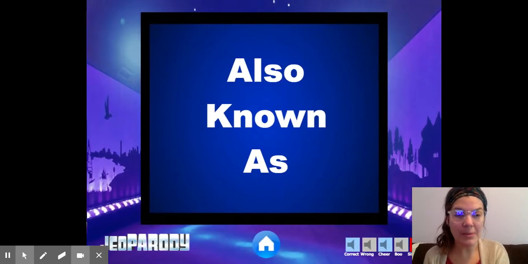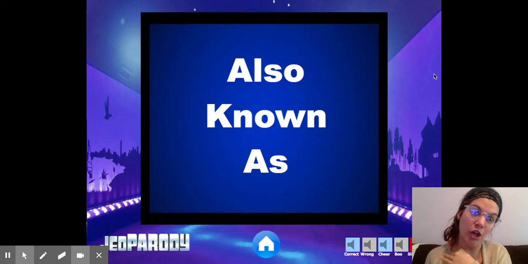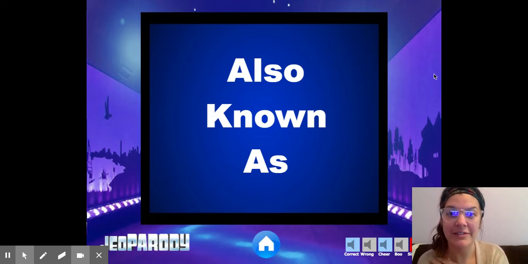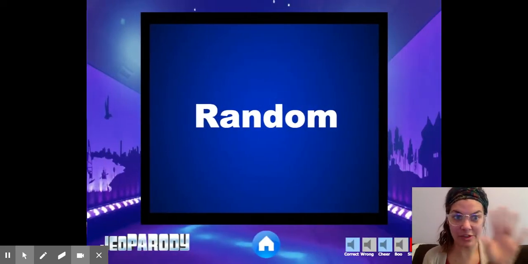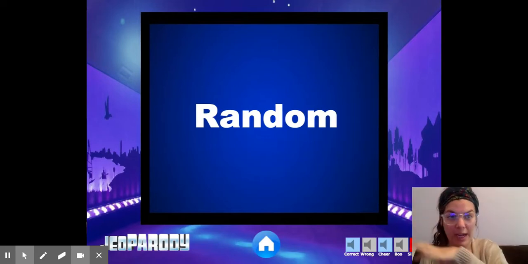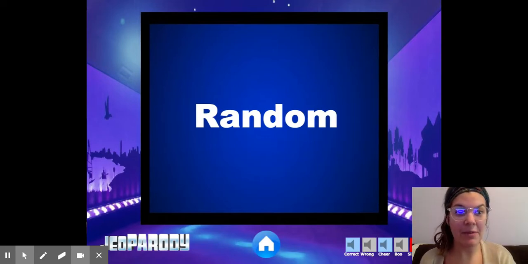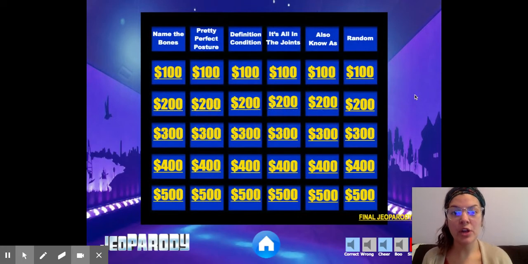Also known as, I'm going to give you the name of a bone and you have to tell me the actual scientific name for it. So like we call it a collarbone, you're going to tell me what the scientific name for that is. Okay? Clavicle. And then random. There's just going to be ones from other categories, random things. It could be anything, miscellaneous. Okay, I'm going to be clicking these, obviously.